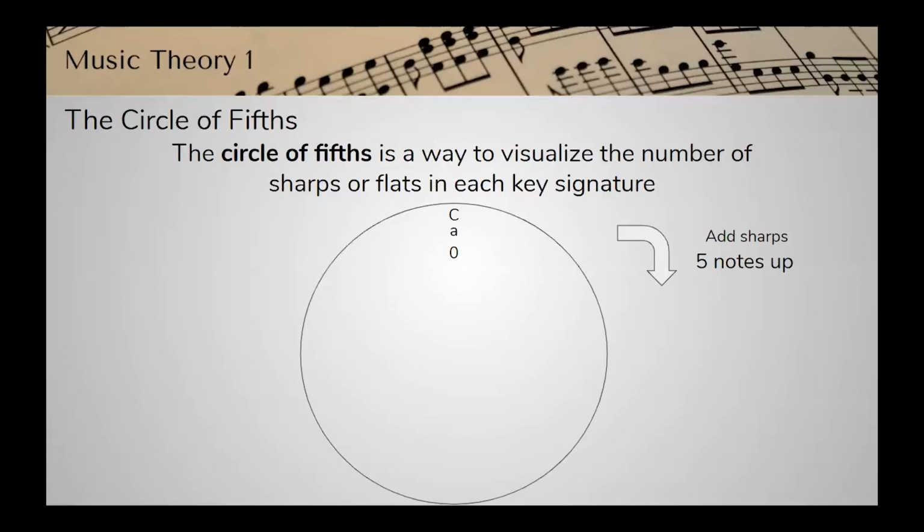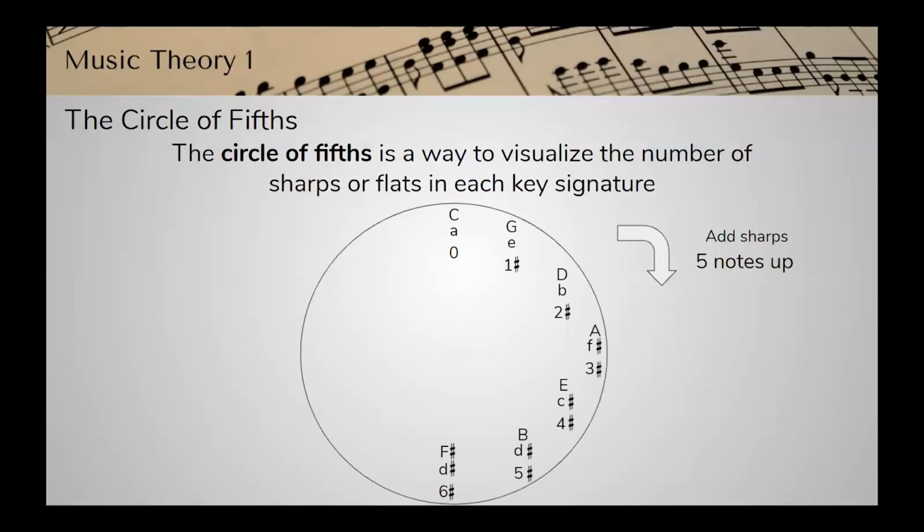And we know that that's the key of 1 sharp, right? So the key of G has 1 sharp, because as we go to the right, we add sharps and we go up by 5th. Okay, if we keep going, 5 notes up from G is D, and we add another sharp to the key signature, so that's going to have 2 sharps in its key signature. 5 notes up from D is A, that'll have 3 sharps in the key signature. 5 notes up from that is E, which will have 4 sharps. 5 notes up from that is B, which will have 5 sharps. And then finally, 5 notes up from B is F sharp, which will have 6 sharps.